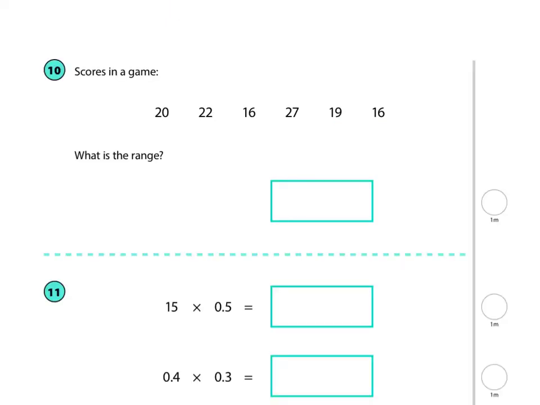Question 10. Scores in the game are 20, 22, 16, 27, 19 and 16. What is the range? Well, the range is the difference between the largest and smallest numbers in this data set. So when we scan through the list, the largest number is 27 and the smallest number is 16, and we subtract those to give us a range of 11.